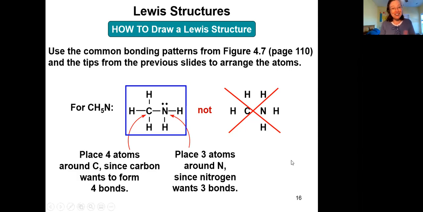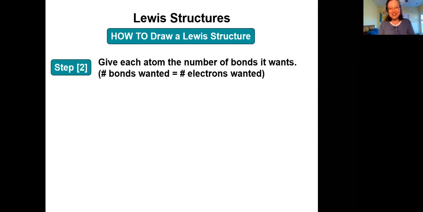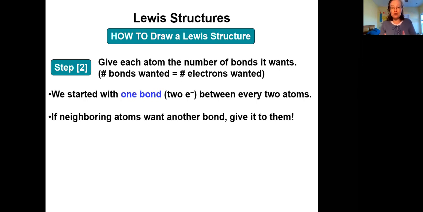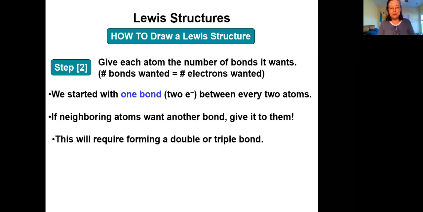And everybody has the bonds they want. Yay. Let's see what happens next. Well, let's say we had 2 atoms next to each other that with a single bond didn't get enough valence electrons around them. If I don't have enough and my neighbor doesn't have enough, we get to go ahead and make another bond. We started with one bond that represents 2 electrons between every 2 atoms that are bonded together. If neighboring atoms want another bond, give it to them. This will require forming a double or triple bond.